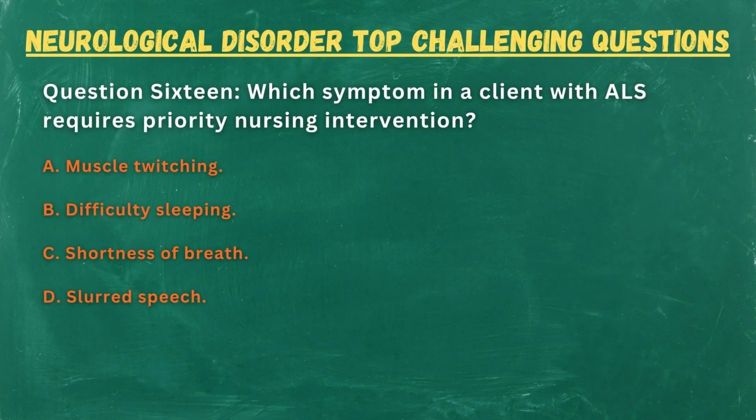Question 16. Which symptom in a client with ALS requires priority nursing intervention? A. Muscle twitching. B. Difficulty sleeping. C. Shortness of breath. D. Slurred speech. Answer: C. Shortness of breath.